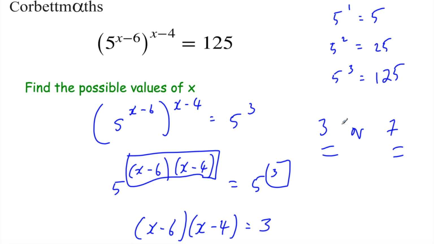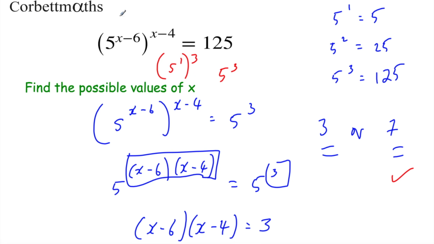If x was equal to 7, we would have 5 to the power of 7 take away 6. Well, 7 take away 6 is 1, so that'd be 5 to the power of 1. And then that's going to be to the power of, well, 7 take away 4 is equal to 3. And then we've got 5 to the power of 1 to the power of 3. Well, we times the powers together, so that'd be 5 to the power of 3. And 5 cubed is 125. So that means that 7 works.